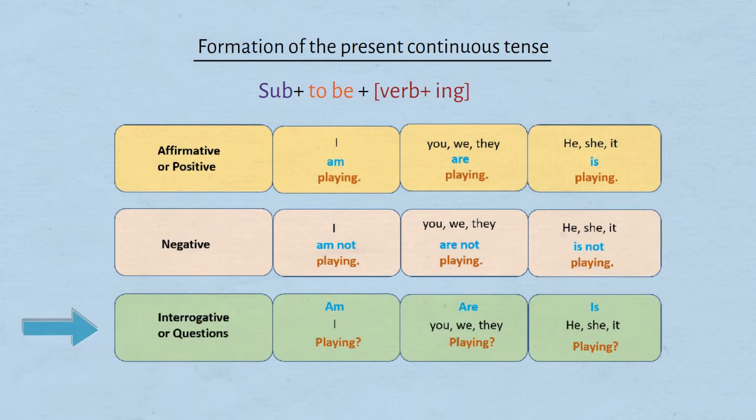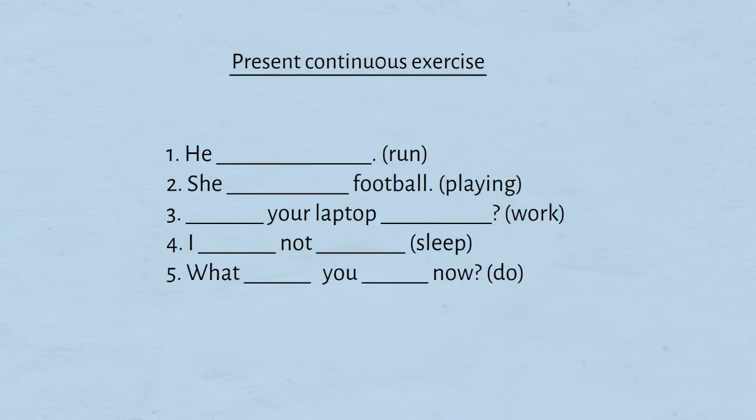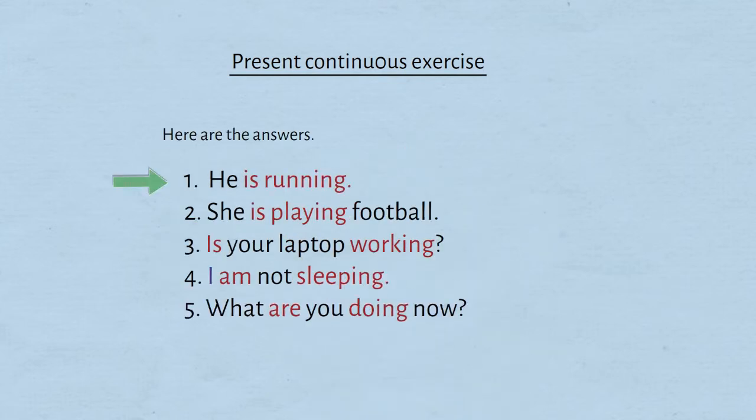Interrogative or questions: Am I playing? Are you playing? Are we playing? Are they playing? Is he playing? Is she playing? Is it playing? Now pause the video and try to solve this. So let's see how you have done. Here are the answers. He is running. She is playing football. Is your laptop working? I am not sleeping. What are you doing now?